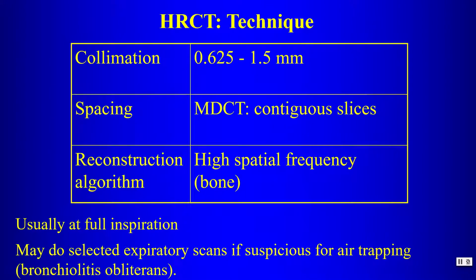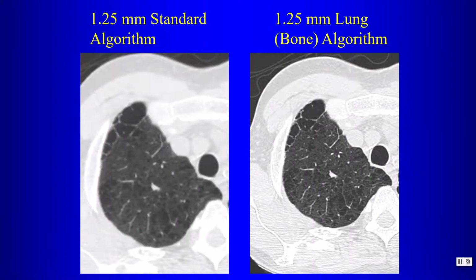The reconstruction algorithm, we use a high spatial frequency or bone algorithm to bring out edge detail. Usually this is done at full inspiration. However, you may do selected expiratory scans if we are looking for air trapping, let's say for underlying disease like bronchiolitis obliterans.